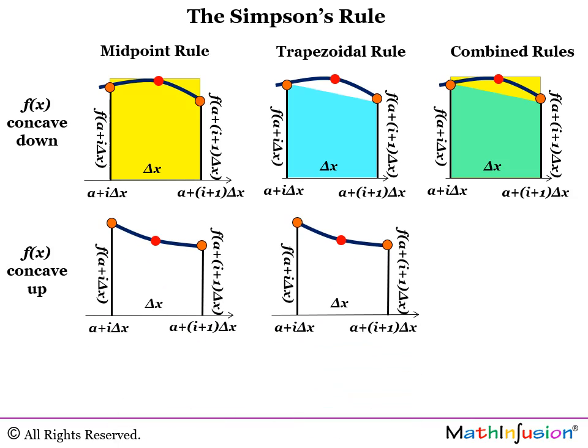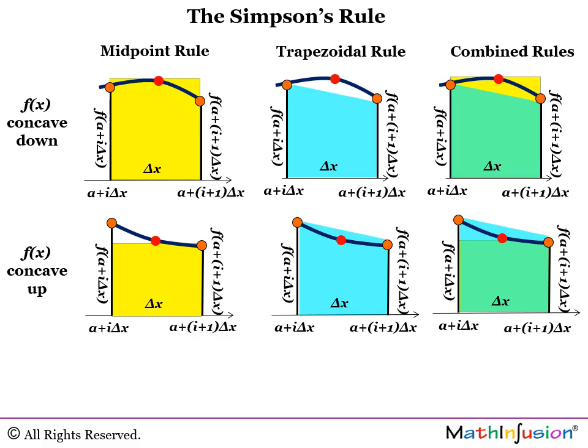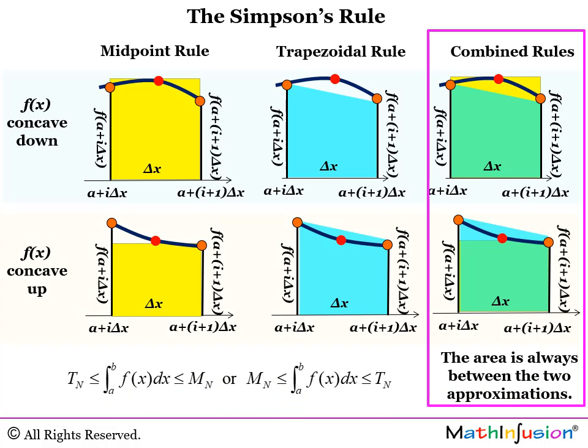When the function is concave up, then on this specific subinterval in which the function is concave up, we get that the midpoint rule is now less than the real area, and the trapezoidal rule is more than the real area. And here's the combined one. You can see clearly that the real area is always between the two approximations.